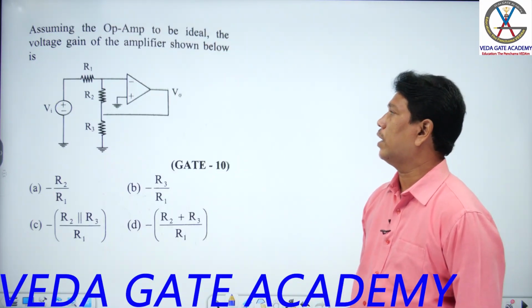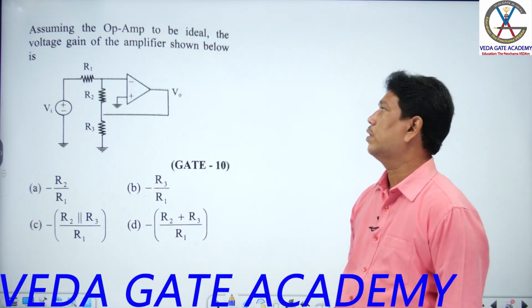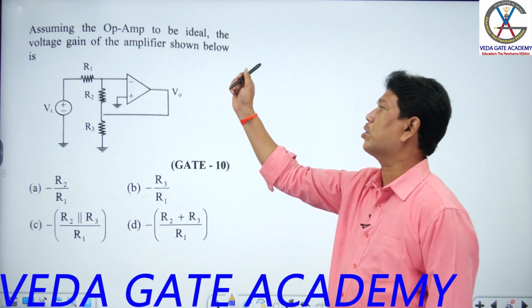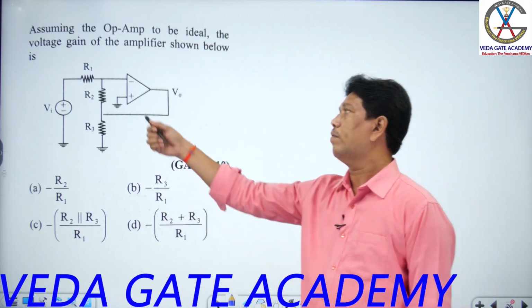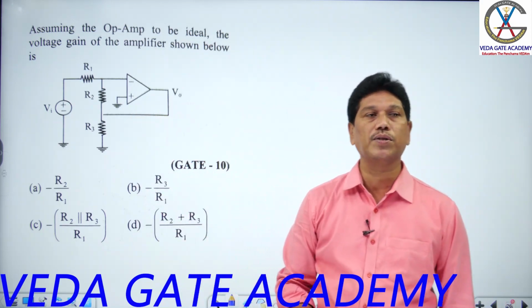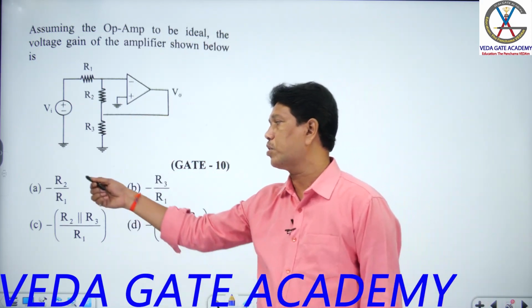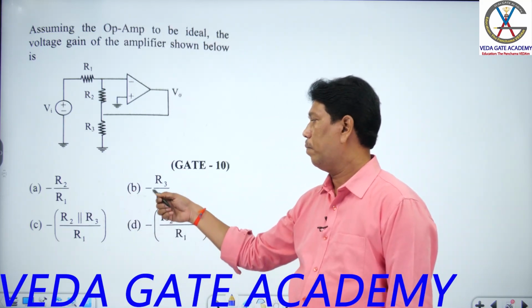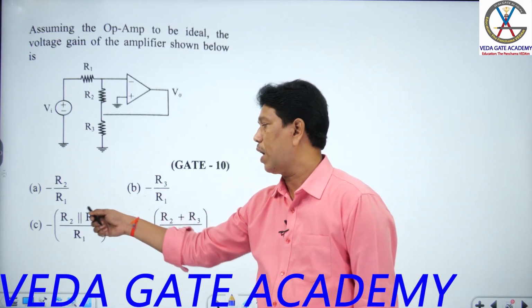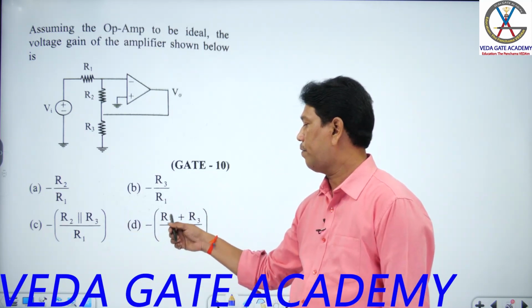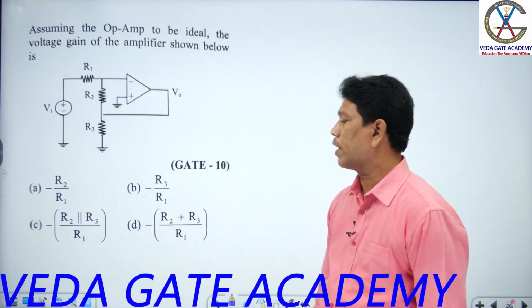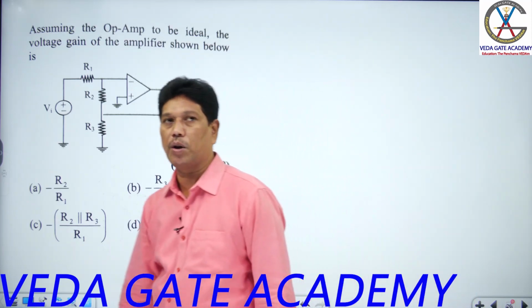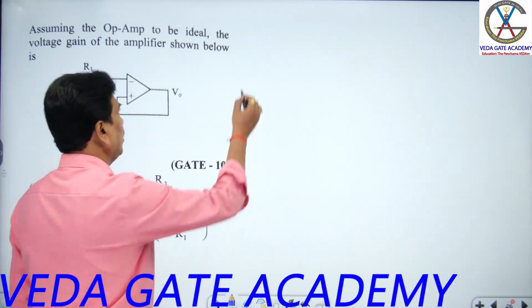Assuming the op-amp to be ideal, students, the voltage gain of the amplifier shown below is, for this amplifier circuit, he is asking. Let me examine the options given: minus R2 by R1, minus R3 by R1, minus of R2 parallel R3 by R1, minus of R2 plus R3 by R1. Got it now, students? So let's examine the voltage gain of that amplifier circuit. Check out this.